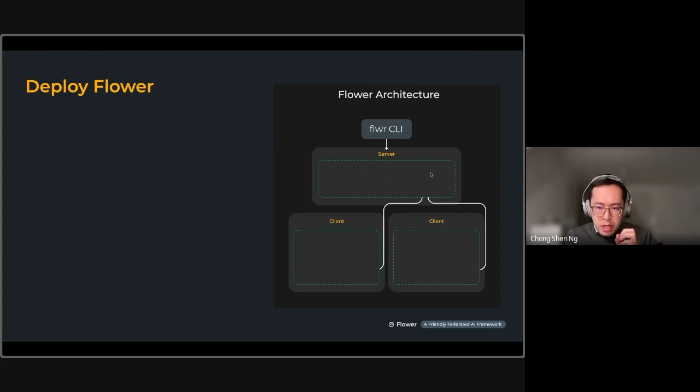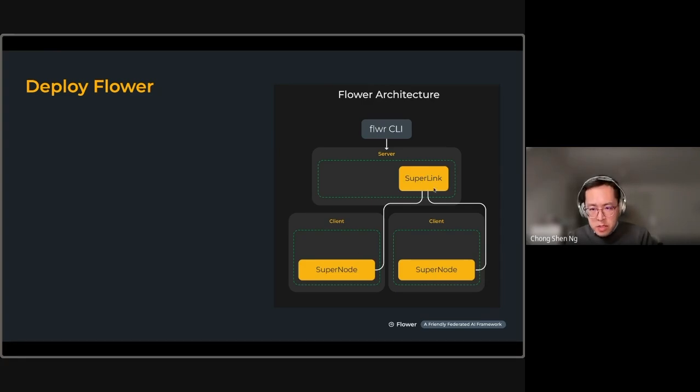Next, you need some server here, right? So this server would be the component that trains and aggregates the model, and it also receives the instructions from the Flower CLI. And the third component that you need is the client, or in this case, as many clients as you need in a federation. Right? So once you can set up these 3 components, you're good to go to deploy Flower.